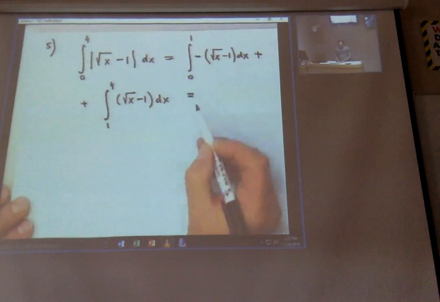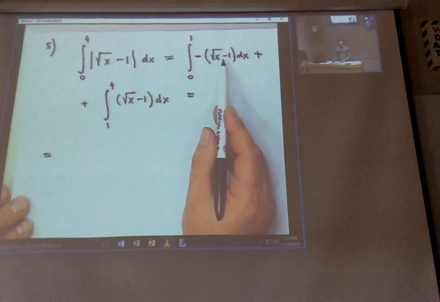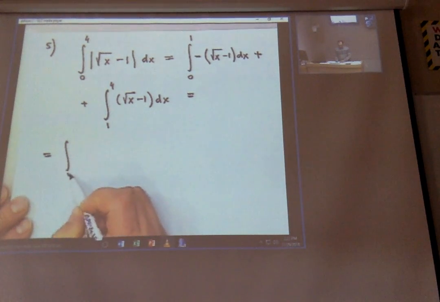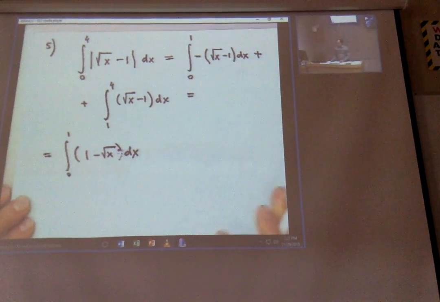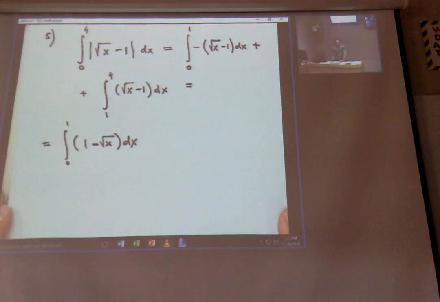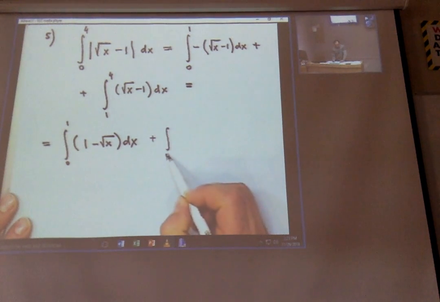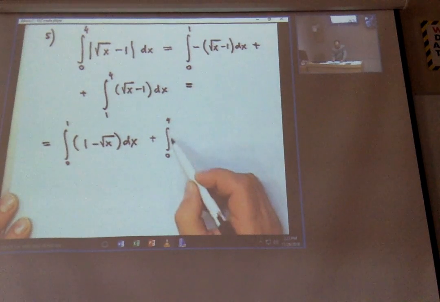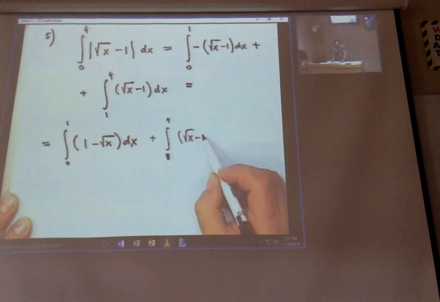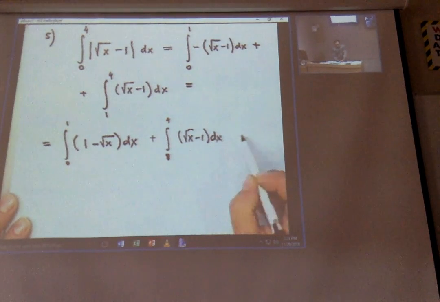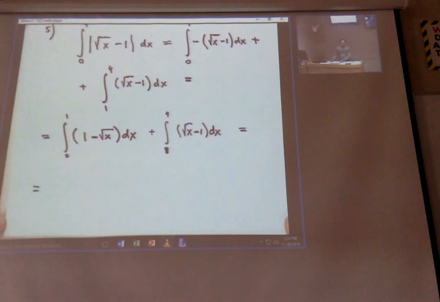So when we go right here, I'm just going to distribute this negative sign. So I will have integral from 0 to 1 of 1 minus square root of x dx. I don't want to keep the negative sign. And the rest one I'm just going to copy because there's nothing else I can do with it. So it's from 1 to 4, sorry I was putting 0. From 1 to 4, and square root of x minus 1 dx. So that's the thing that we have to do with the absolute value. Okay? This is what we have to do.